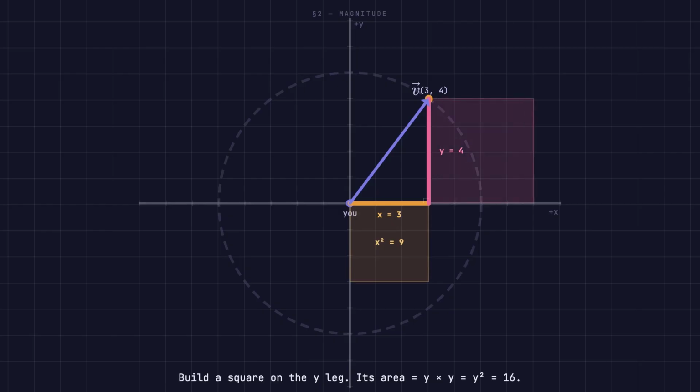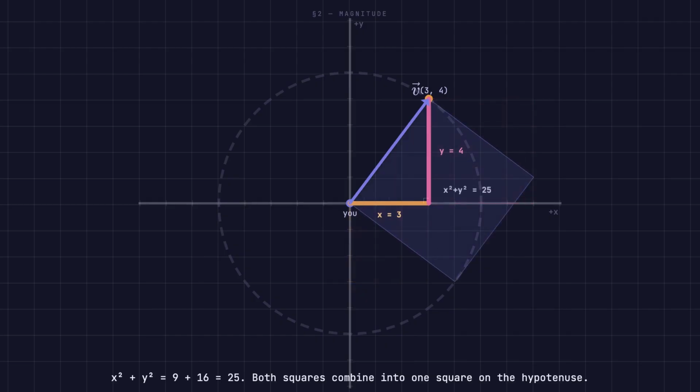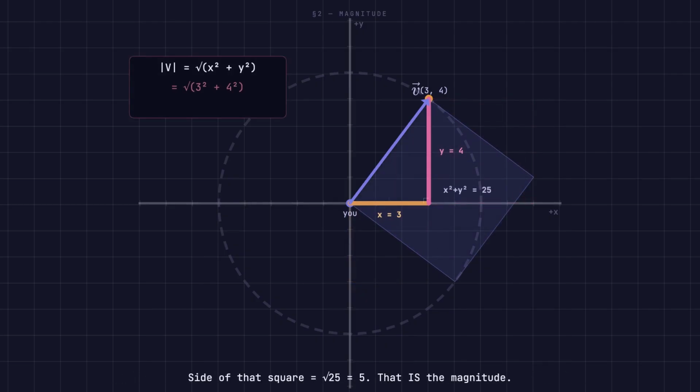If you draw squares on each side of the vector, Pythagoras proved those 2 squares combine into 1 square on the hypotenuse. The length of that combined square is your magnitude. Notice how squaring always gives a positive result. So magnitude is always positive. It is just the distance. Direction information gets thrown away completely.